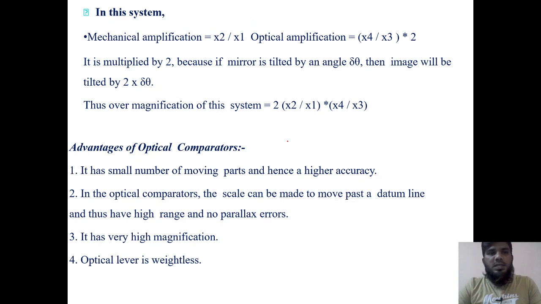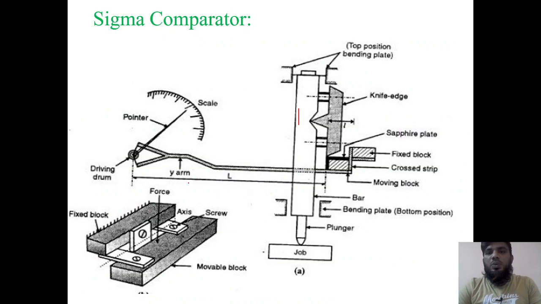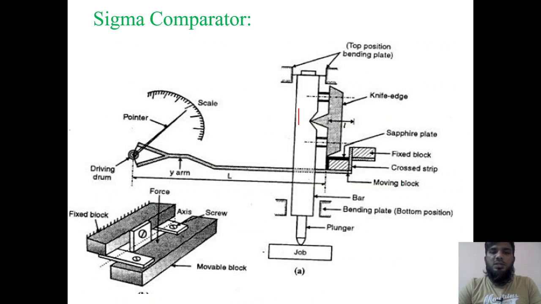Okay, so let us see how it works. The plunger is attached to the bar, which is suspended between the bending plates at the top and the bottom as shown in the figure. The bar is restricted to move in a vertical direction. A knife edge is fixed to the bar. The knife edge is attached to the sphere plate, which is attached to the moving block. So this is the sphere plate, on which it can slide easily. The knife edge exerts a force on the moving block through the sphere plate. The moving block is connected to the fixed block with the help of the crisp strips as shown in the figure. This is your crisp strip.